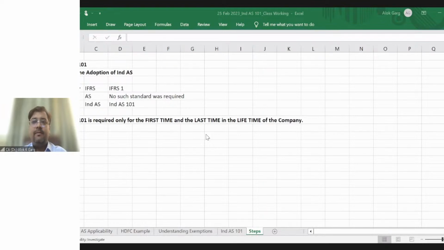Guys, is my audio and video clear, and is the Excel file visible, the A and B columns visible? Because one of the participants is saying it is not visible.